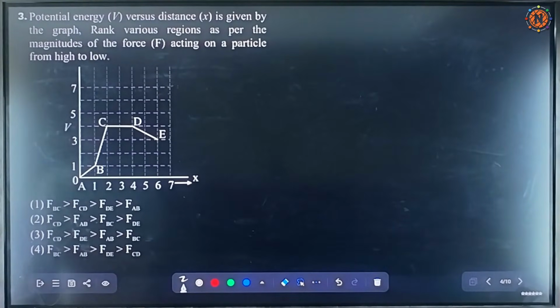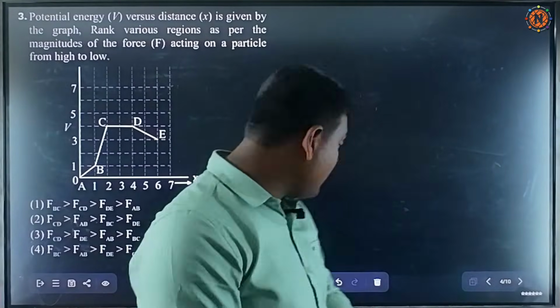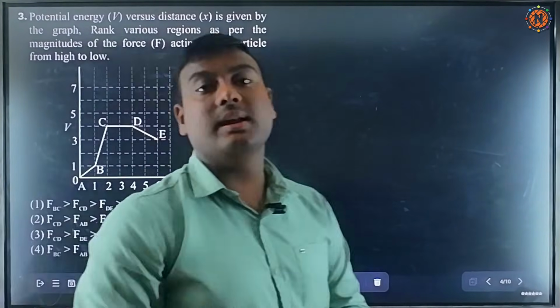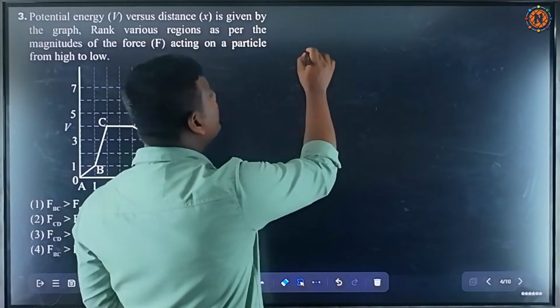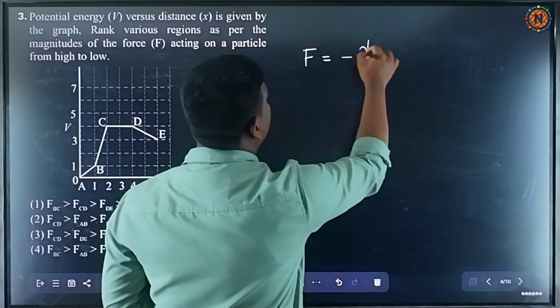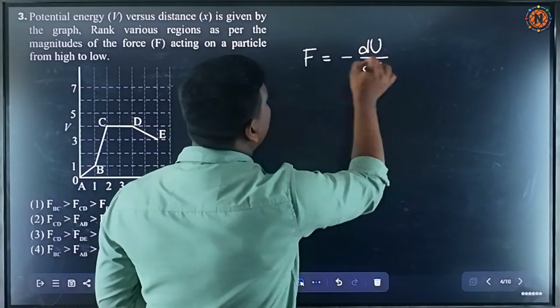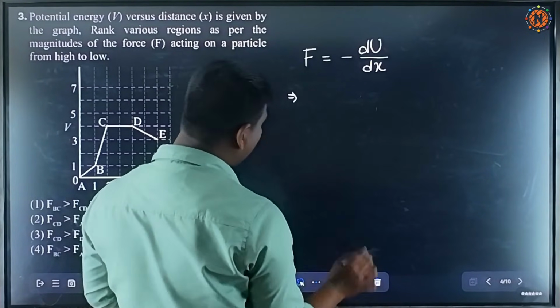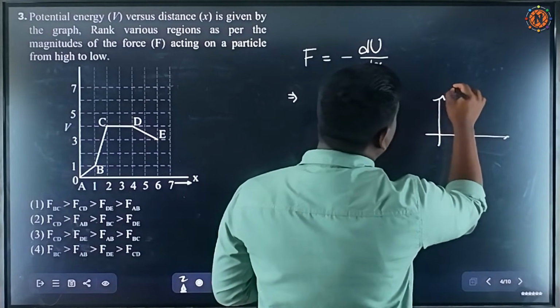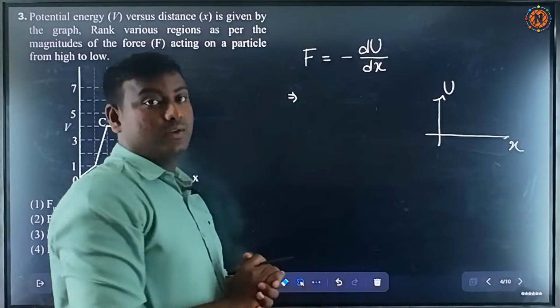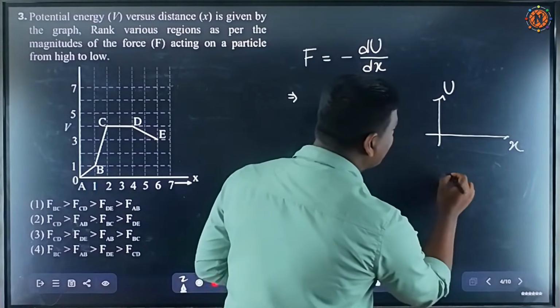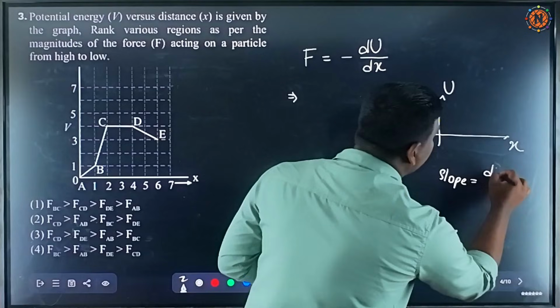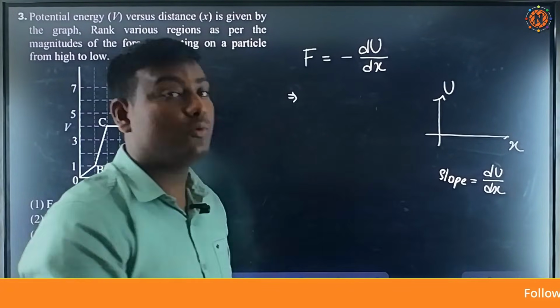So a potential versus position graph is given, and we need to rank the forces. Now how to solve this question? We already know a relation between potential energy and force. So we know that force is nothing but minus du by dx. You can take the minus here or let it be. If the potential energy versus position graph is given, then from this graph if you find the slope, the slope can be written as du by dx. We know differentiation of y with respect to x is nothing but the slope.